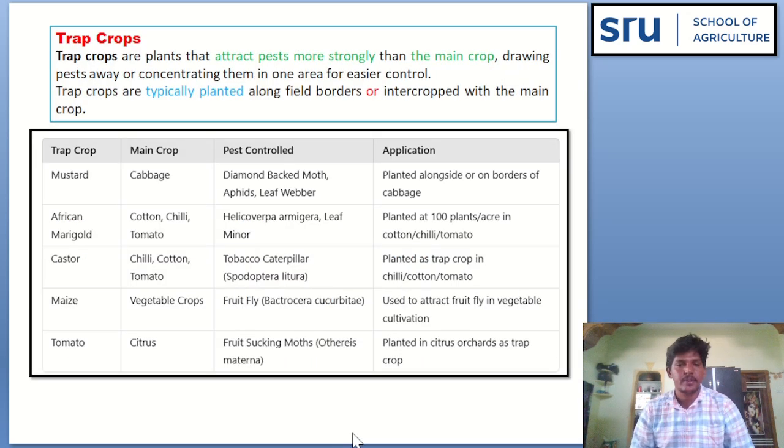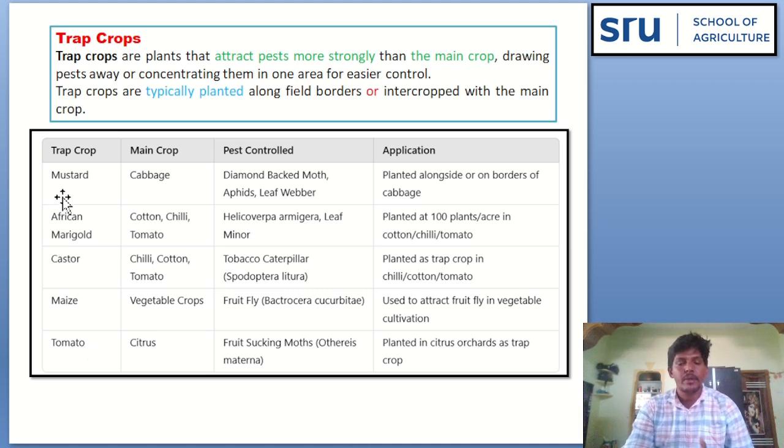Next, trap crops. Trap crops are the plants that attract pests more strongly than the main crop. This crop draws the pest away from the main crop, concentrating the pest towards them so that we can remove this crop and easily manage the pest before their cross infestation to the main crop. The trap crops are typically planted along the field borders or intercropped with the main crops. See here, trap crops and main crop list is given.